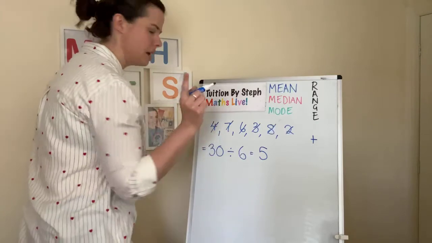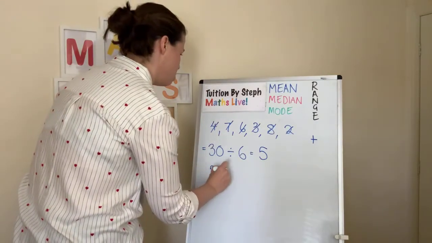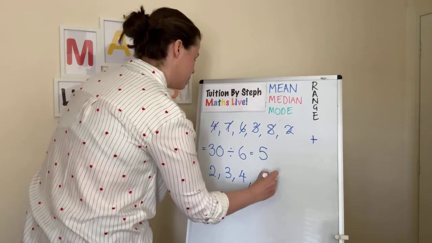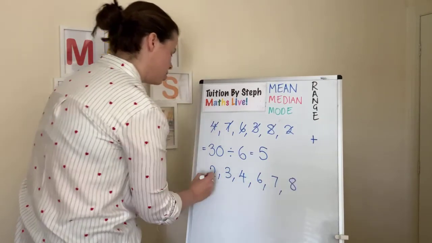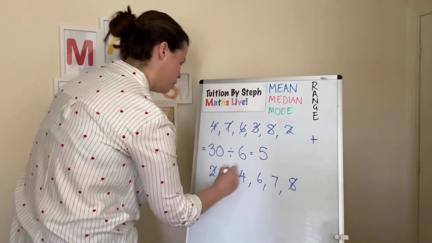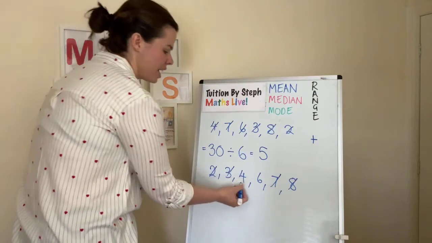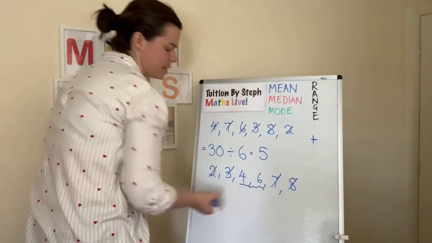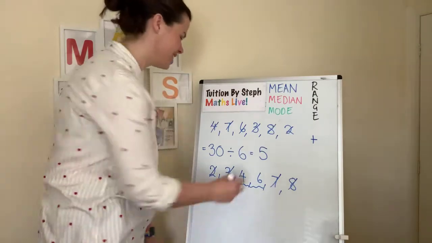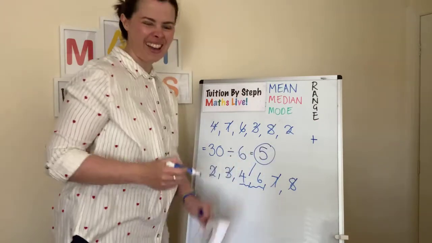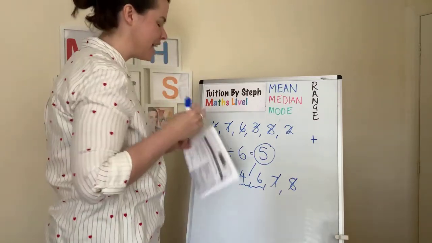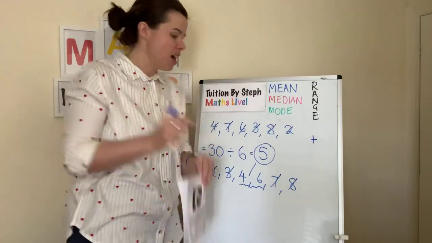Now watch this. I am going to put them into order. So 2, 3, 4, 6, 7, 8. So let's find what the median would be. Ah, look. Can you see? 4 and 6 is the median. Now what number is actually between 4 and 6? 5. Okay. So with the mean, it is generally the most accurate. That is a bit of a fluke.